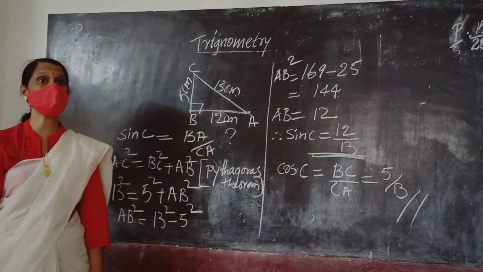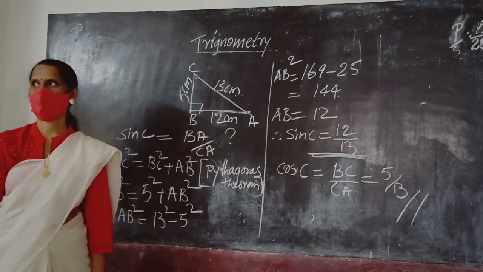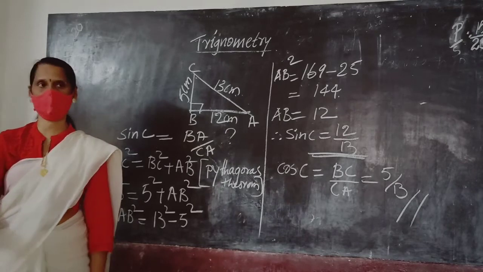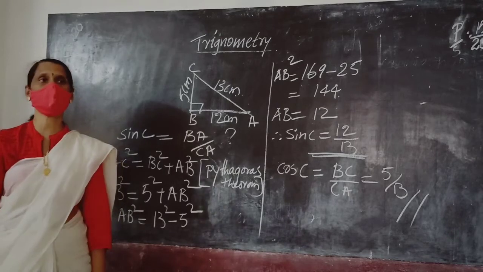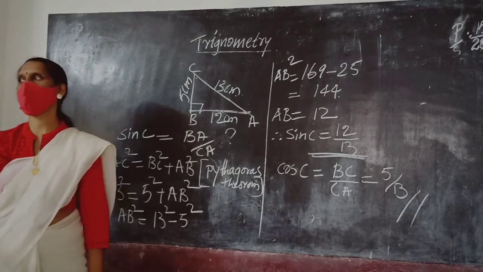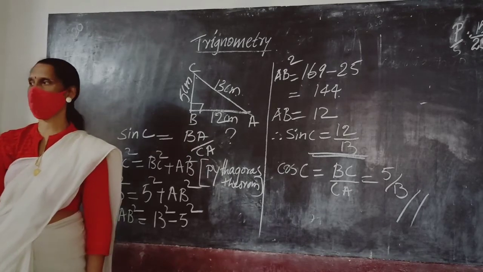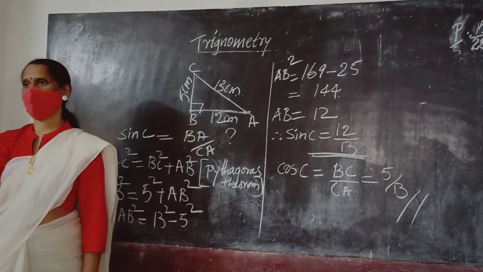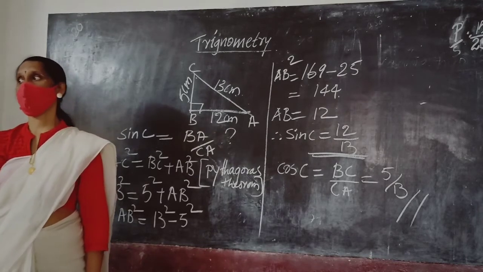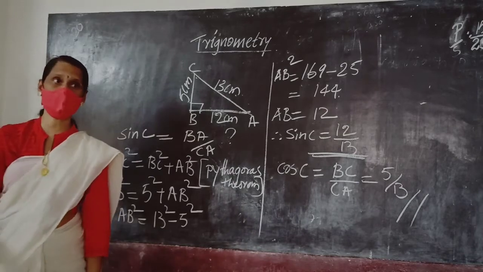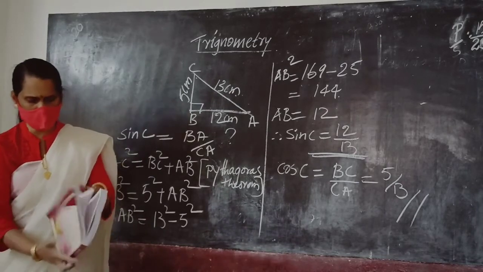What is the reciprocal of sin theta? 1 by cosec theta. Reciprocal of sin theta is cosec theta. That means sin theta is equal to 1 by cosec theta. Cosec theta is equal to 1 by sin theta. Cot theta is equal to 1 by tan theta. Tan theta is equal to 1 by cot theta. Okay, let us go into the next question.